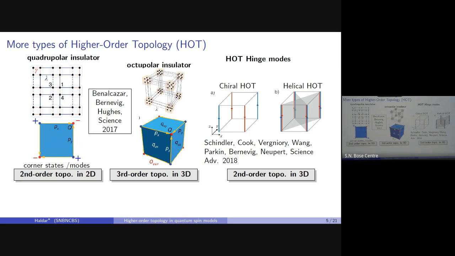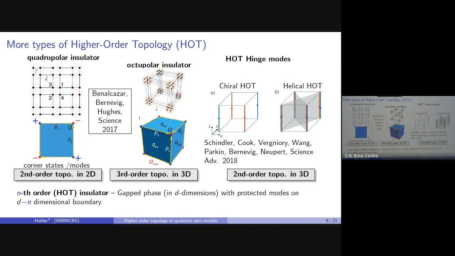The reason is that each of these directions, the directions in which they carry momentum, has a different spin. For example, we can think of the blue as having a plus z direction spin locked to it, and the red has a minus z direction spin locked. So this spin-momentum locking allows two states to live on the same edge. So we can also see that this hierarchy is increasing, the number of types of higher topological phases is increasing, right? Okay.